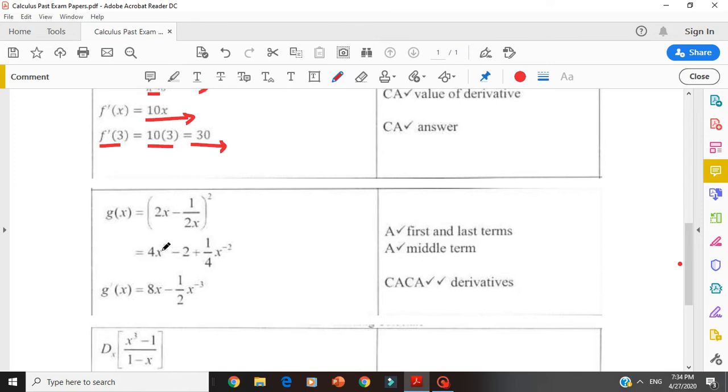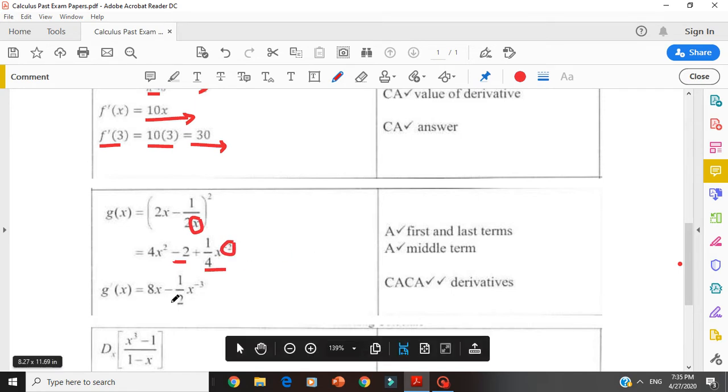So 2x times 2x is 4x squared. 2x times minus 1 over 2x is minus 1. Minus 1 over 2x times 2x is minus 1, and so that gives minus 2. Then minus 1 over 2x times minus 1 over 2x gives you positive 1 over 4, x to the power minus 2. If I'm taking the x from the bottom up, it becomes a negative exponent. Okay, so that's our minus 2.